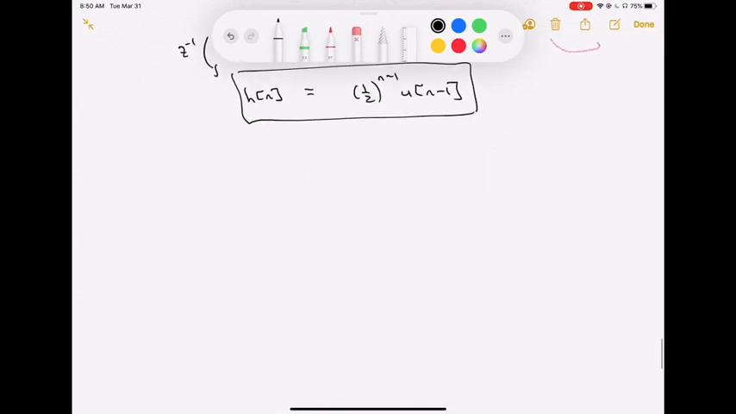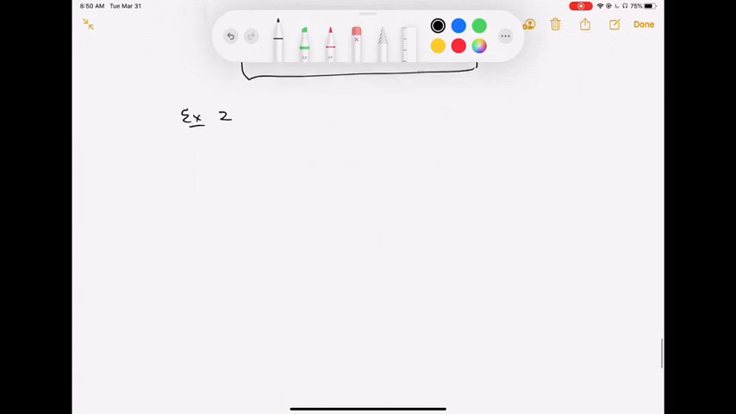Okay, let's do another example. So we'll call this example 2. In this particular case, I'm going to go ahead and draw a system rather than give its difference equation. That'll change things a little bit.